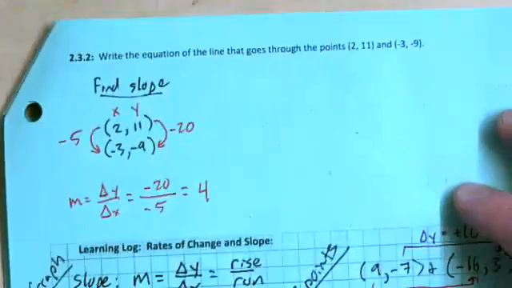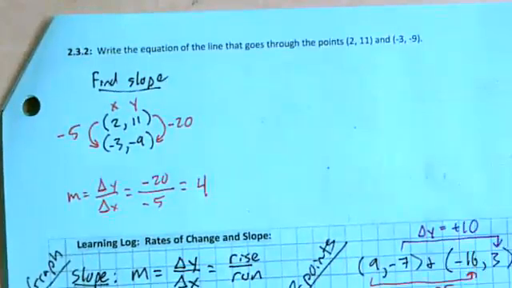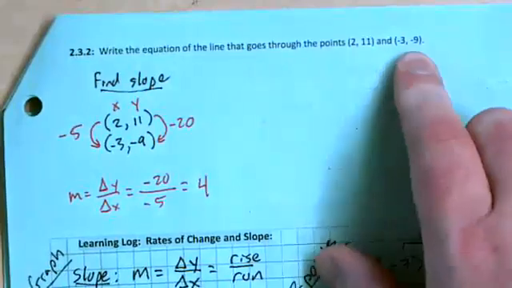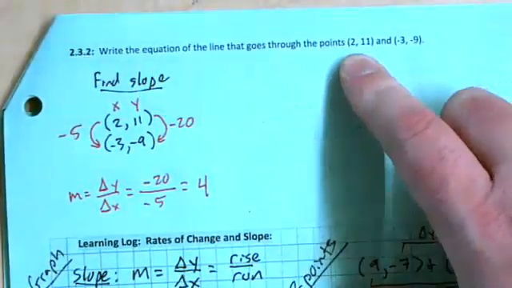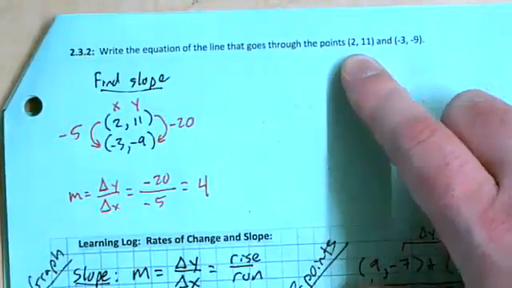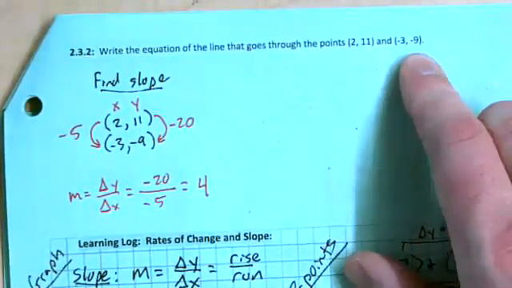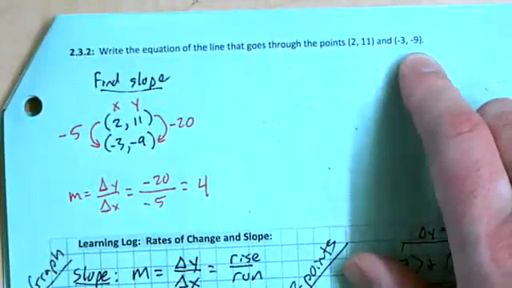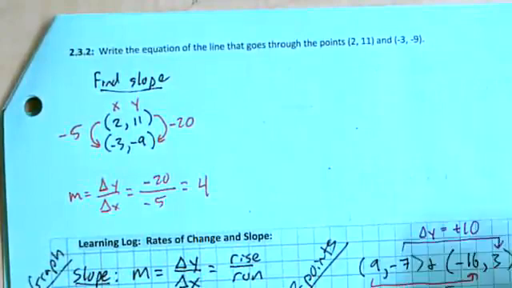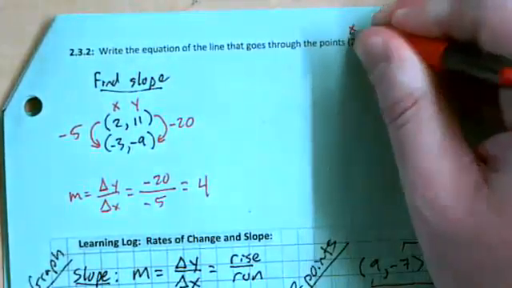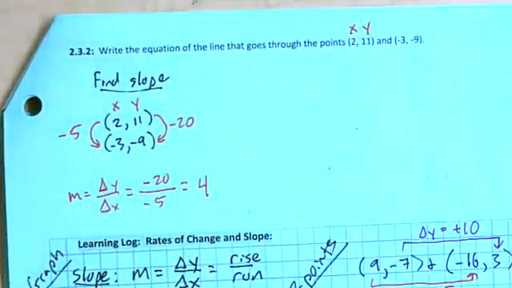Next thing I want to do is choose one of these 2 points because I'm going to need an X and a Y value. Did you guys choose the first one or the second one? You went with the first one because of the positive numbers, right? Avoid the negatives because we all know that it's easy to make mistakes with negatives, right? We've all done that before. So if we can avoid negative numbers, let's do it. So I'm going to use this 2 for the X and this 11 for the Y.